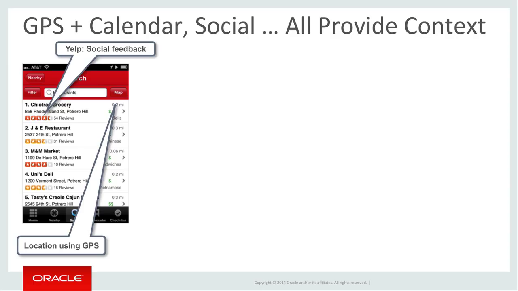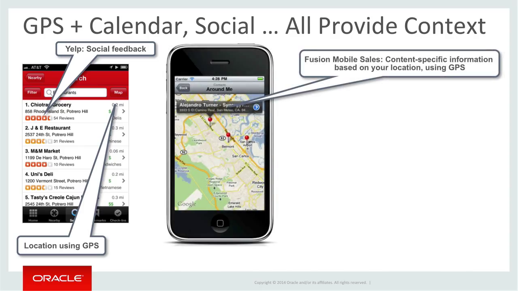This can be extended to an enterprise mobile application, where here we can see Fusion Mobile Sales, an Oracle Mobile Sales application for sales staff. As you can see, it's in context of their current location, showing a number of customers around the salesperson's current location. If the meeting with the current customer is finished early, this allows the sales associate to quickly see if there are any other customers in the area they could visit to make best use of their time.